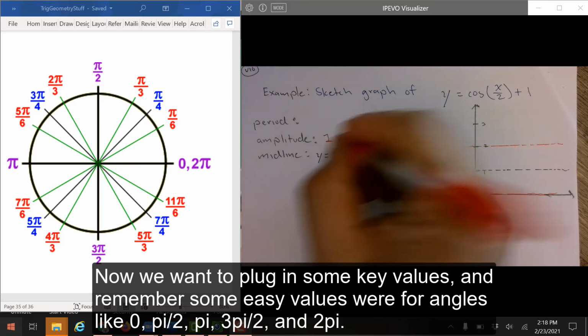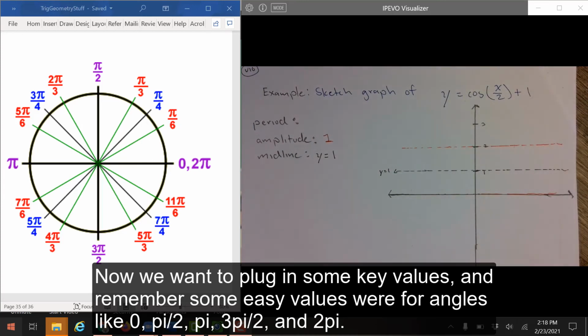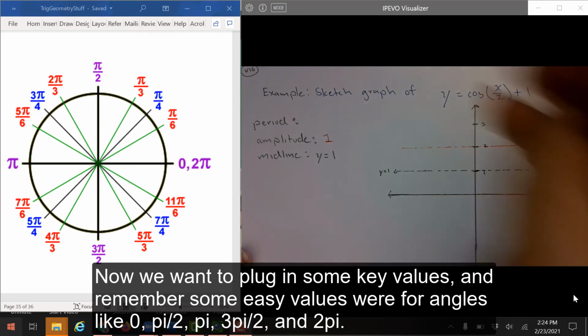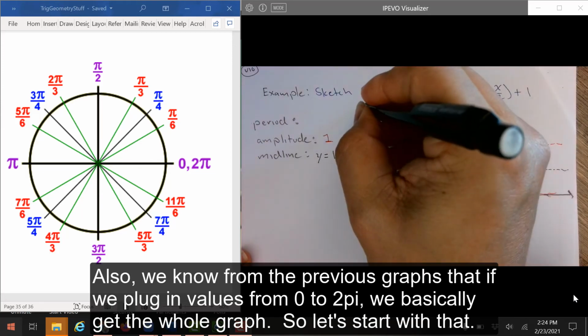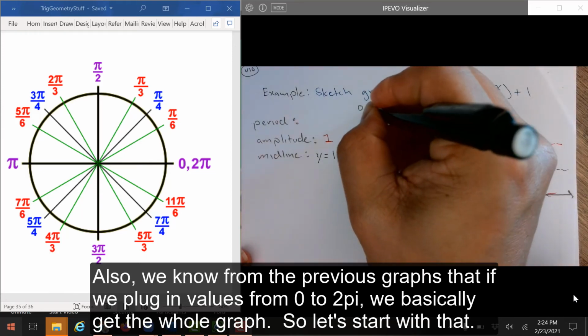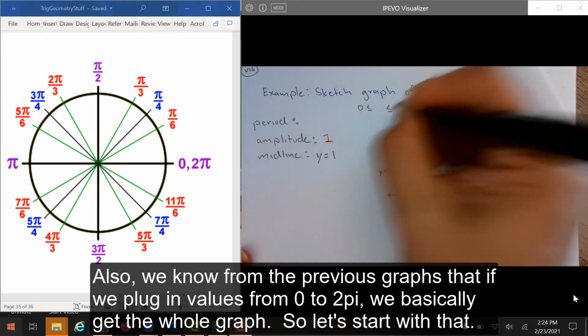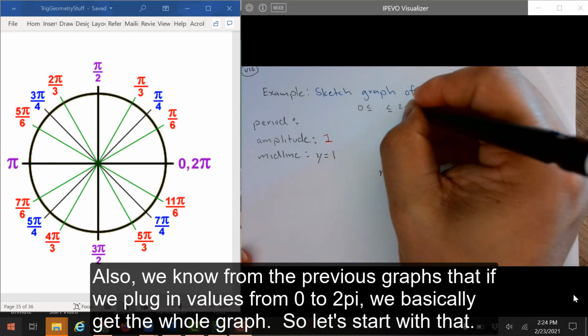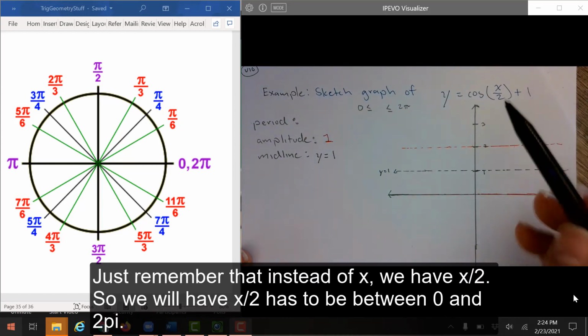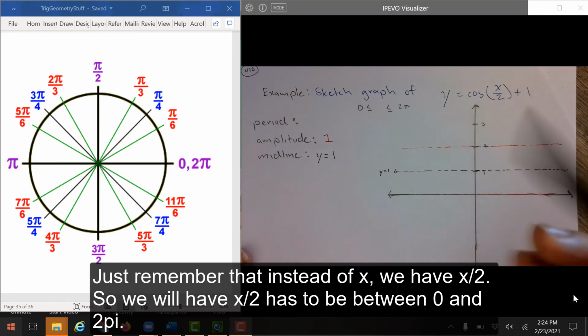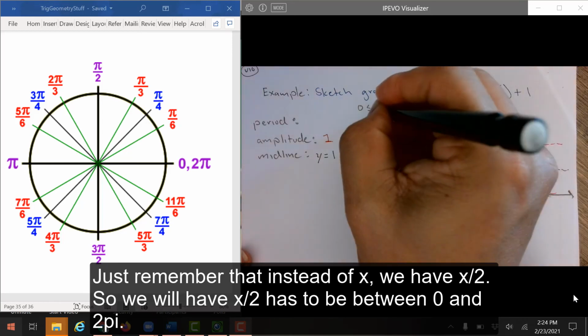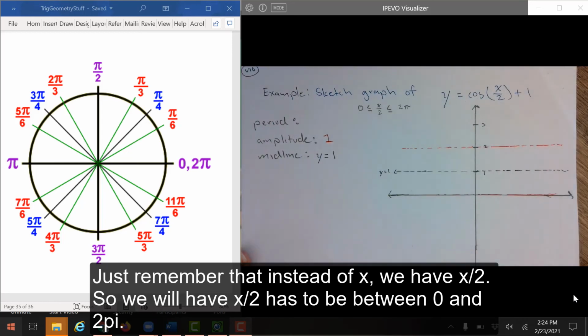Now we want to plug in some key values. And remember, some easy values were for angles like 0, pi over 2, pi, 3 pi over 2, and 2 pi. Also, we know from previous graphs that if we plug in values from 0 to 2 pi, we basically get the whole graph. So let's start with that. Just remember that instead of x, we have x over 2. So we'll have x over 2 between 0 and 2 pi.